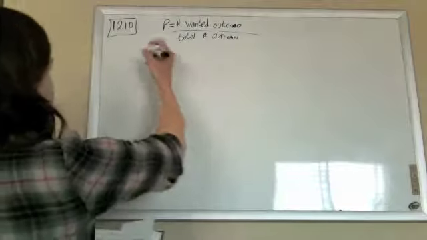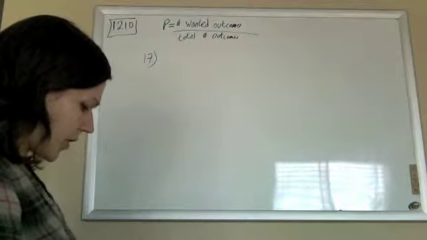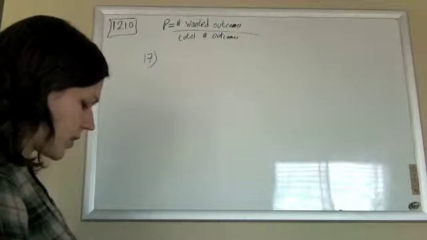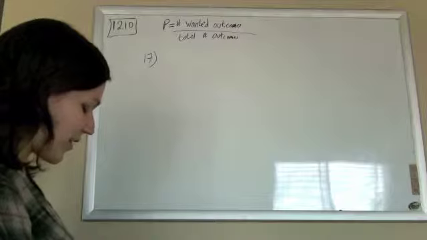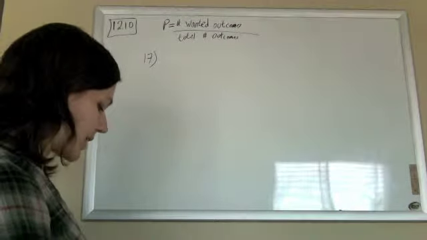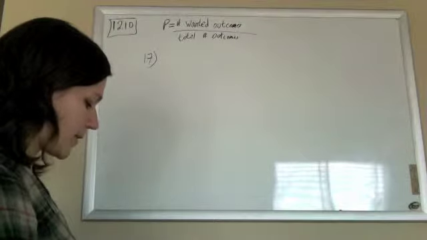So for 17, a lottery consists of 46 numbers. You select 6 numbers, and if they match the 6 numbers selected by the Lottery Commission, you win the grand prize. Determine the net probability of winning the grand prize.